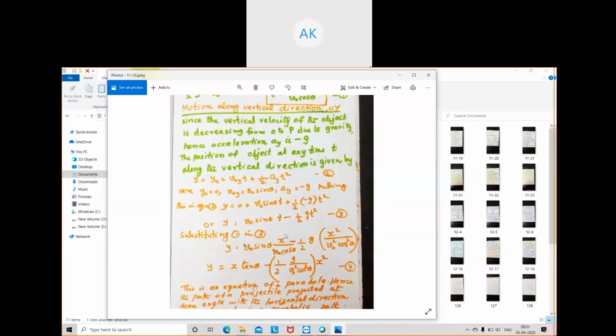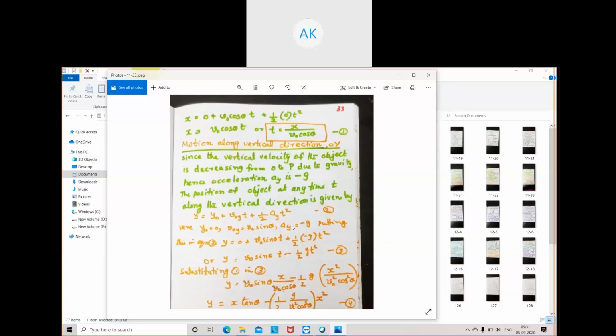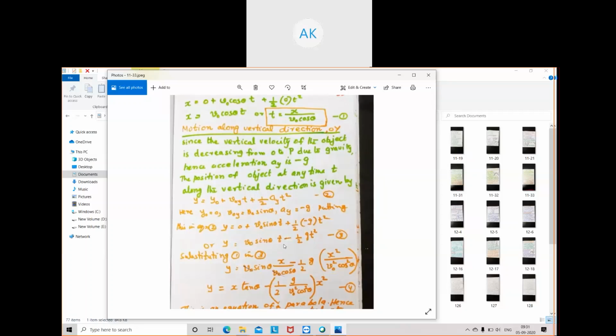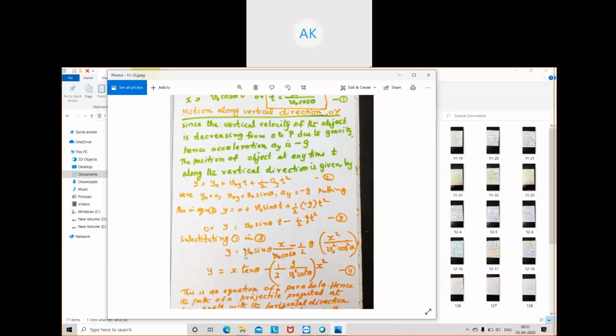Substituting 1 in 3, equation 1 being the equation for time, this is substituted in this equation. So what we get is y equal to v0 sin theta into x by v0 cos theta, minus half into g into x square by v0 square cos square theta. Then v0 cancels, and we get x tan theta minus half g by v0 square cos square theta into x square. Here x is there, and here x square is there.